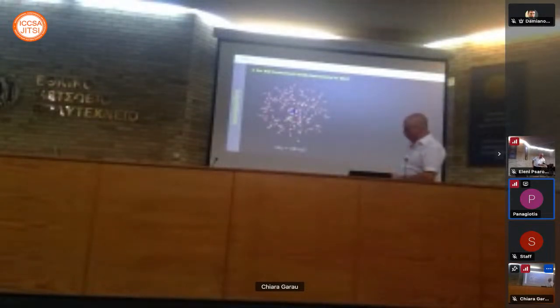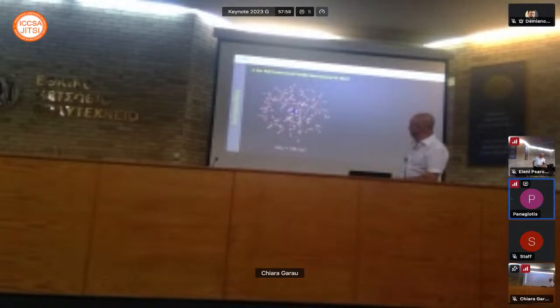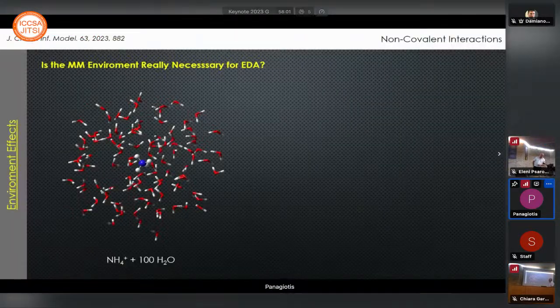So in this slide, I'm going to show you the importance of including the classical environment to calculate interaction energies. The example chosen is the ammonium cation surrounded by 100 water molecules in the QM region. We have 2,900 molecules in the MM region, but they are not shown here, of course.